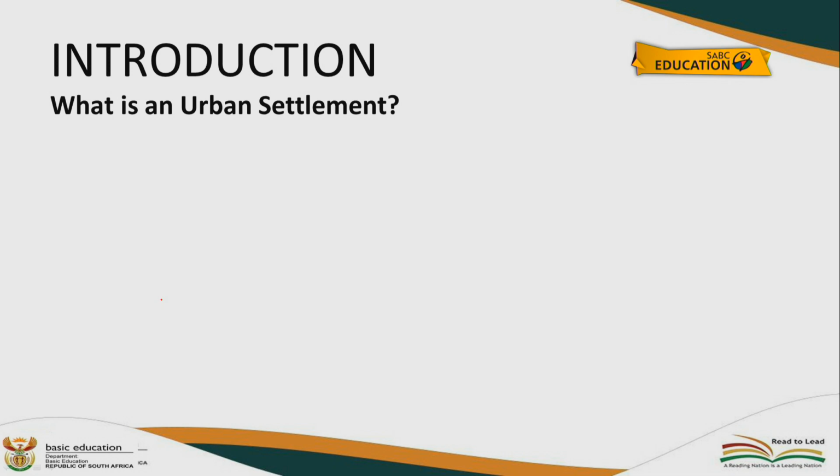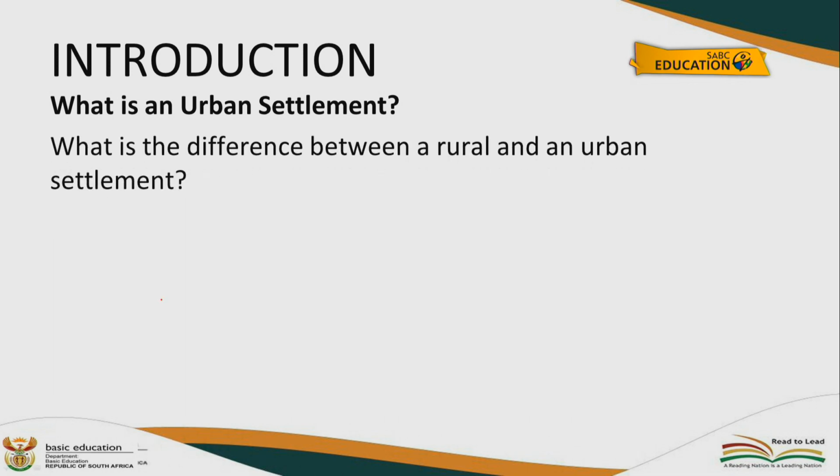Okay, let's check what we have to look at. What is the difference between a rural settlement and an urban settlement? What is it that differentiates the two? It is the functions that we get in urban settlement and the functions that we get in rural settlement. In rural settlement, we only focus on one type of function, which is primary activities. But in urban settlement, there are more activities that you find there.